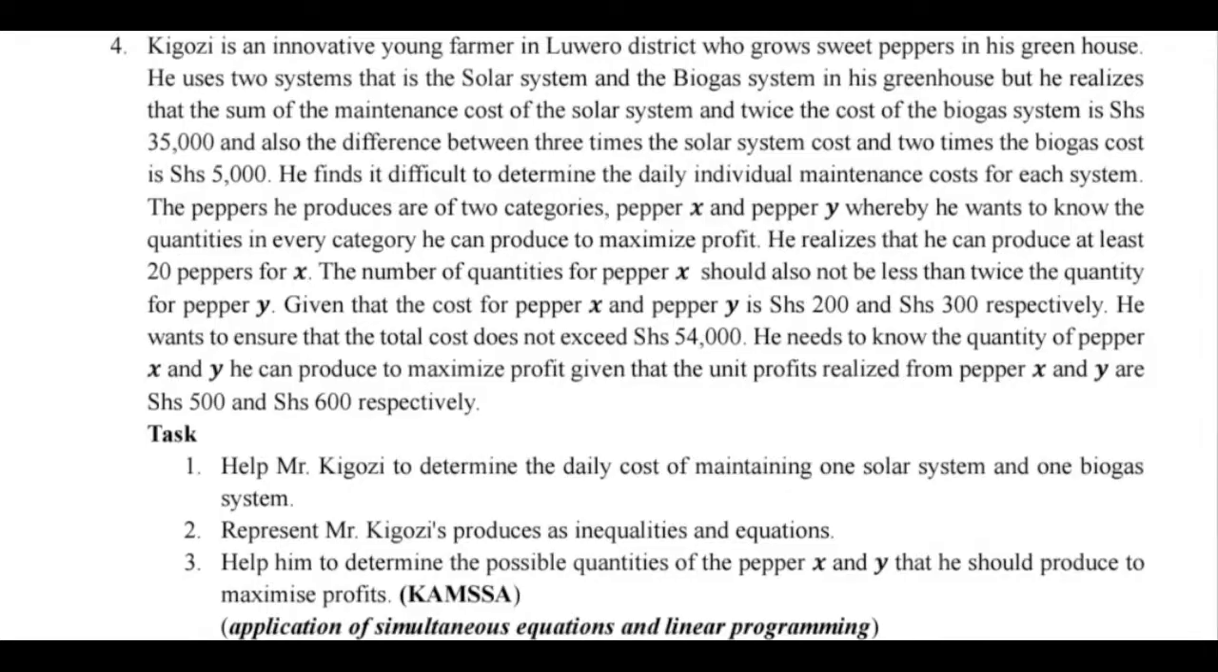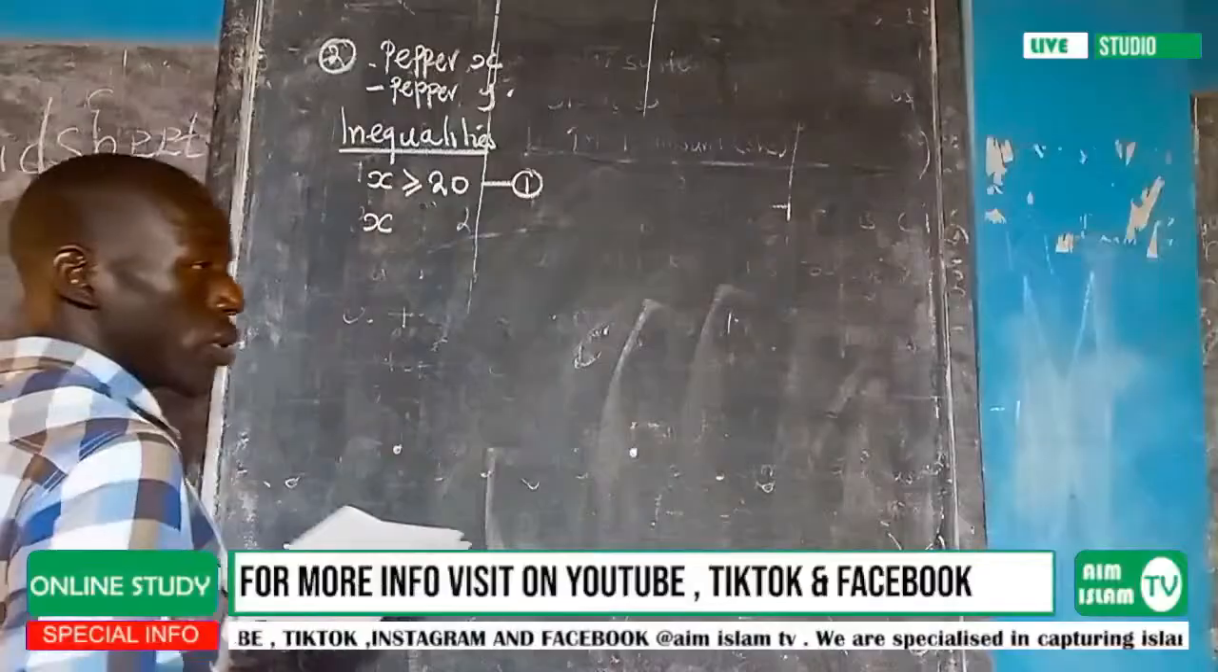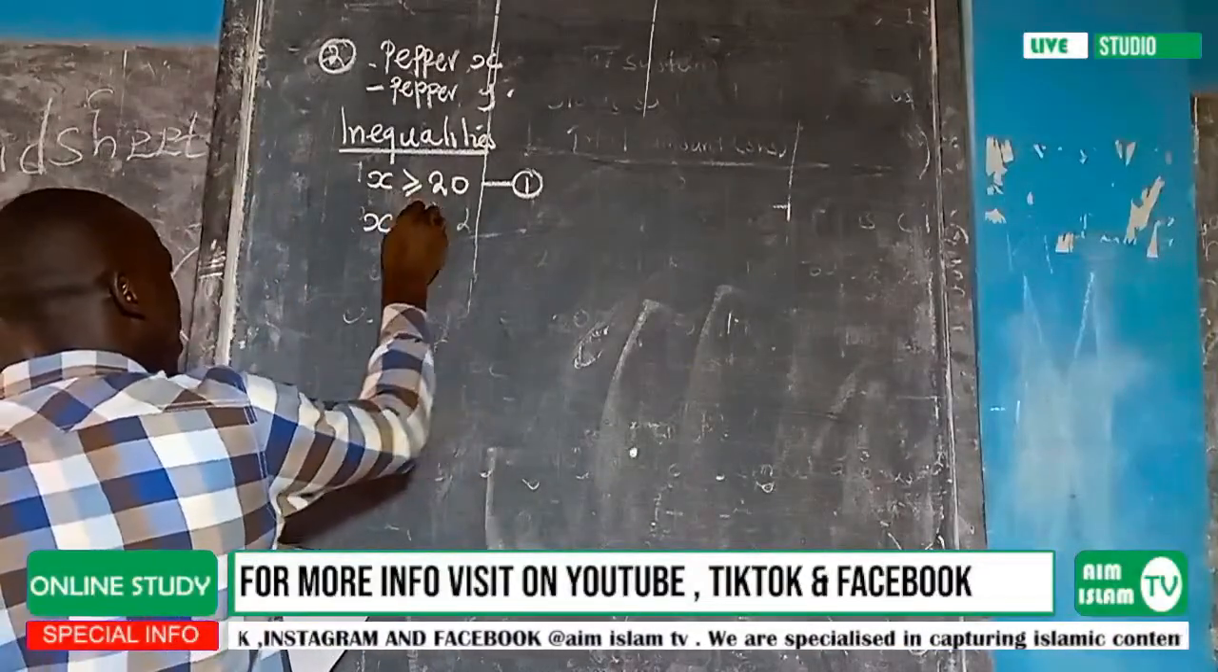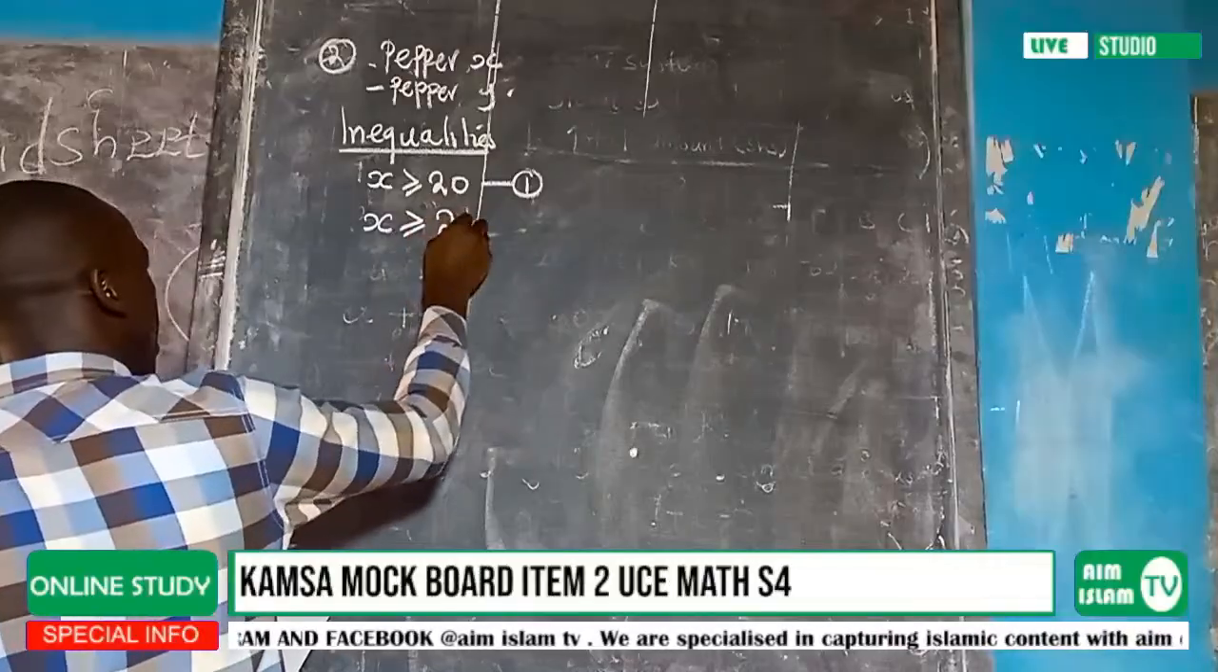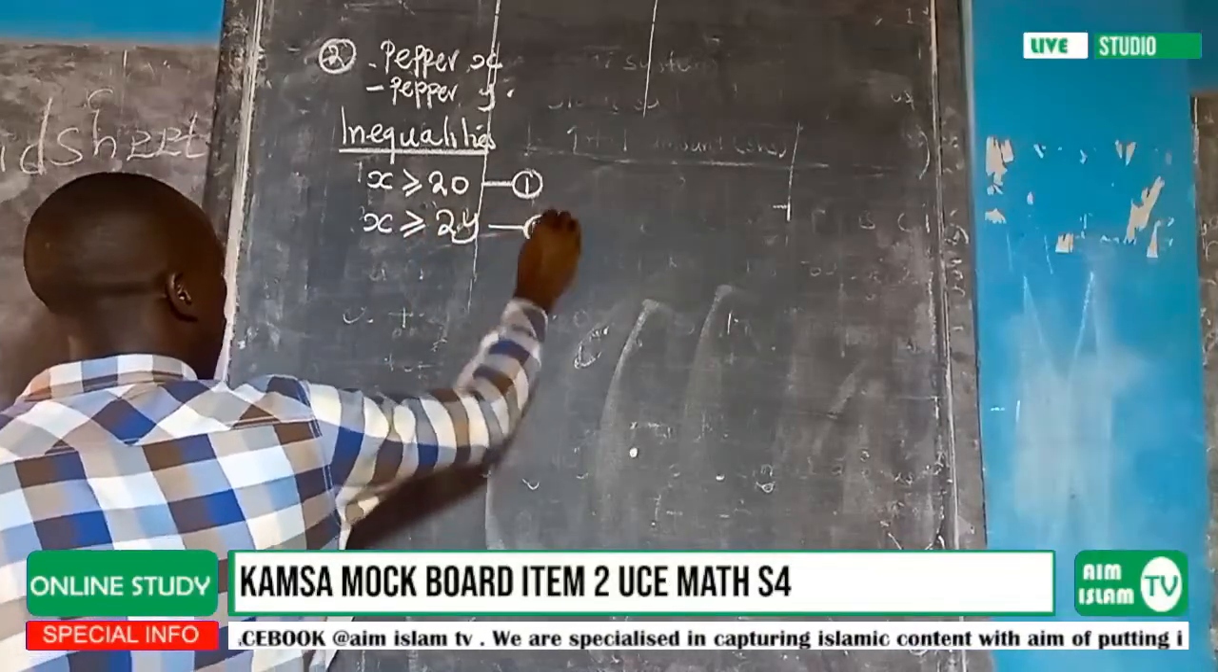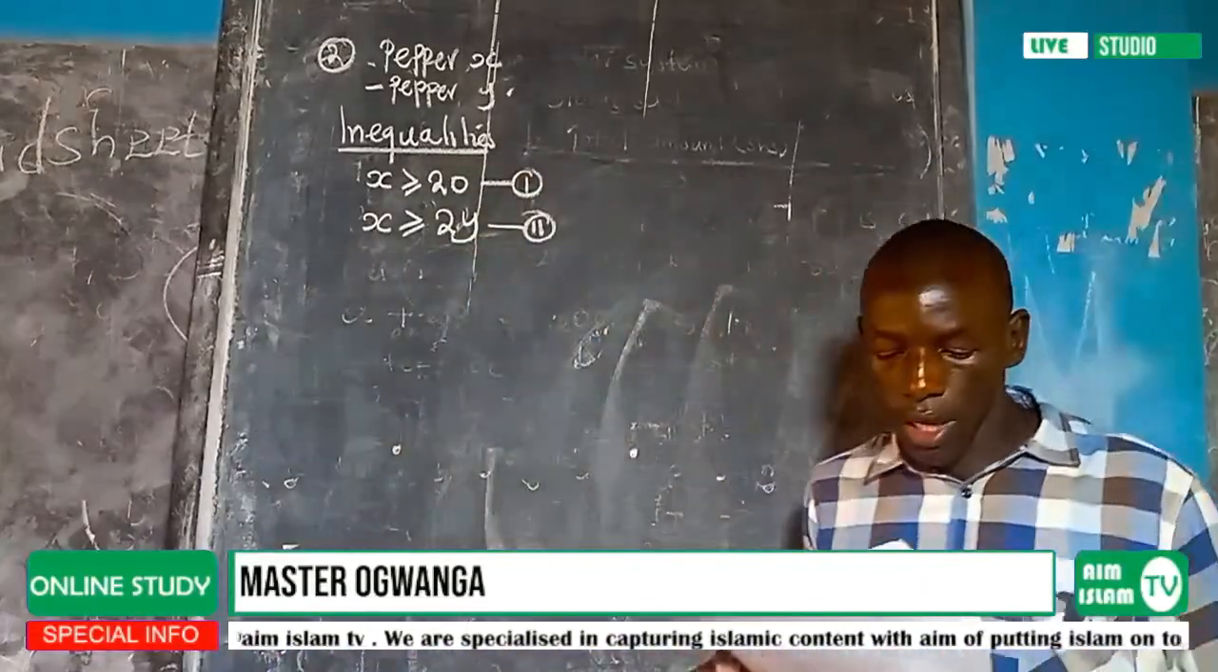And then in the next statement, they are saying the number of paper X should not be less than twice the quantity of paper Y. Should not be less than means that it is either equal to that or greater than that, meaning that the same thing will also mean at least. So they are saying the number of paper X produced should not be less than, so it is either greater than or equals to 2 times paper Y. That is our second statement.